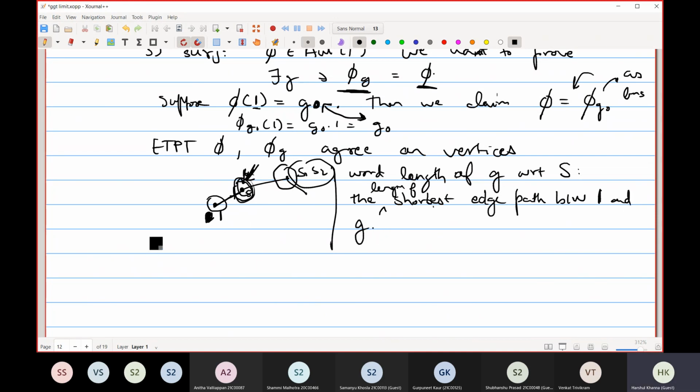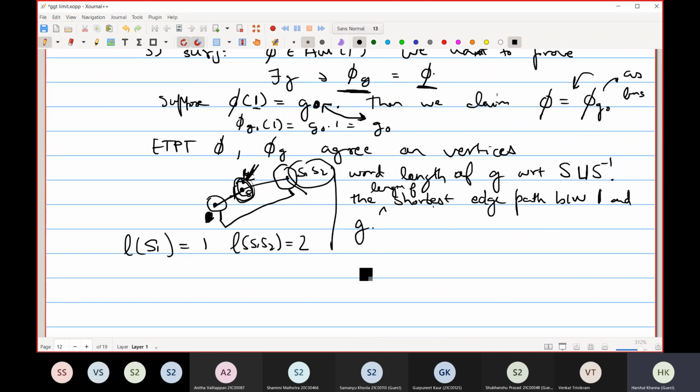So for example, if s1 belongs to your generating set, the length of s1 would be equal to 1, and the length of s1 s2 would be equal to 2, because the shortest edge path here is 2, unless s1 s2 belongs to your generating set. And here we allow, with respect to s union s inverse, we take inverses too.